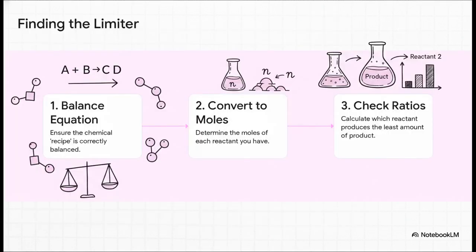So how do chemists find that one crucial ingredient? It's actually a pretty straightforward 3-step playbook. First, they balance the equation to get the ratios right. Second, they convert the amounts of each reactant they have into moles, our universal currency. And finally, they just check those ratios to see which reactant is going to run out first. And boom, that's your limiting reactant.